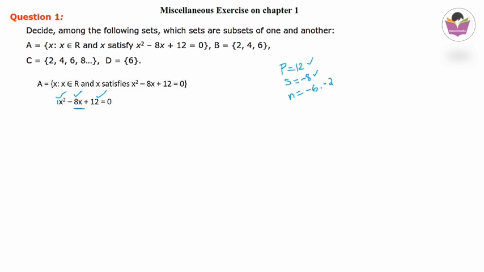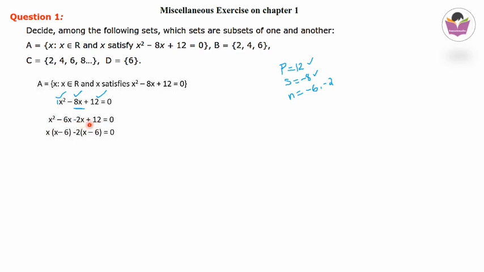So we are going to split the middle term: x square minus 6x minus 2x plus 12 is equal to 0. These minus 6 and minus 2 we have used for splitting minus 8. In the first two terms, x is common, and in the second two terms, minus 2 is common. We can take the common factor outside. From the first two terms, taking x out, x balance remains from x square, and from minus 6x, 6 remains. So x into x minus 6.